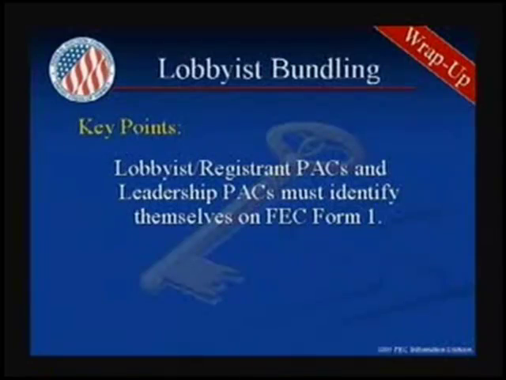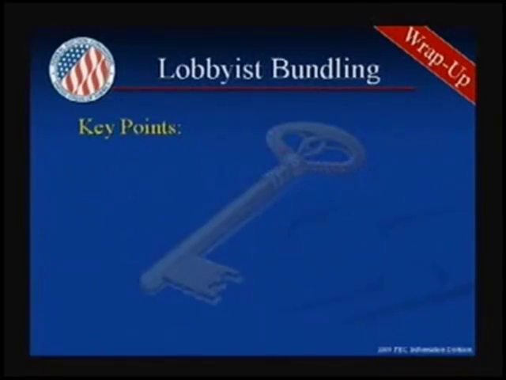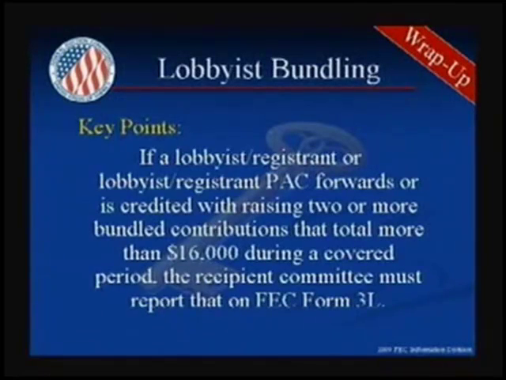Okay, so let's go over some key points really quick to kind of wrap up here. Some of the things that Liz covered. Lobbyist registrant PACs and leadership PACs must identify themselves on FEC Form 1, and like Liz mentioned, if you haven't done that yet, please do so as soon as possible. Secondly, if a lobbyist registrant or a lobbyist registrant PAC forwards or is credited with raising 2 or more contributions that total more than $16,000 during the period, the committee must file a Form 3L. Okay, so we went through all of our criteria. The 3 criteria are really important to take a look at when making that determination.